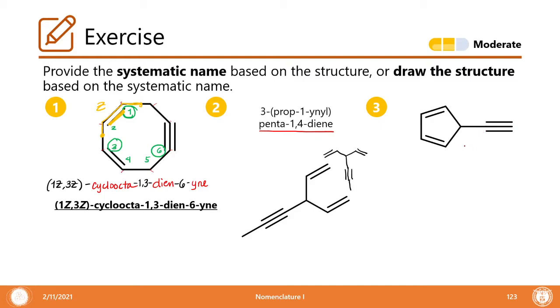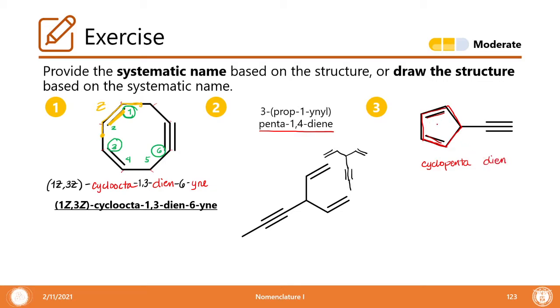Now remember, we have to choose the highest priority given to more unsaturated points. So there should be more alkenes in our parent chain. So we have two alkenes here, and this will be our parent chain. If we count the number of carbons, 5 carbons, cyclopenta, and then we have two alkenes, diene.